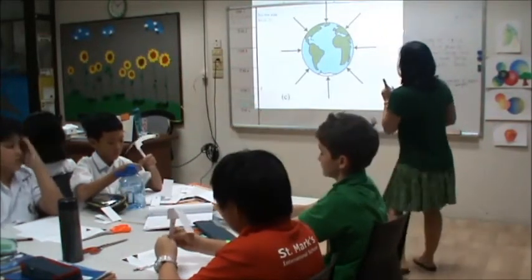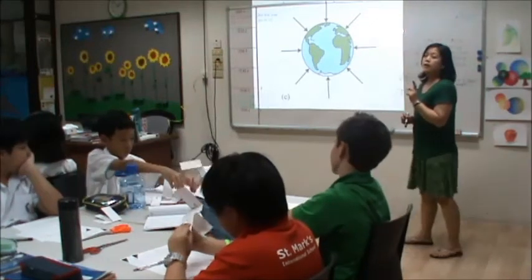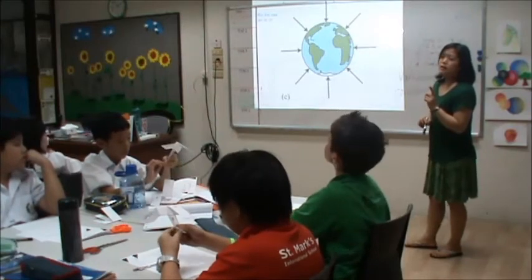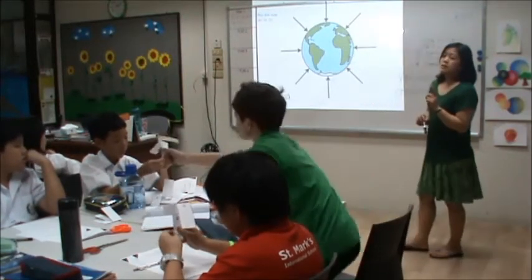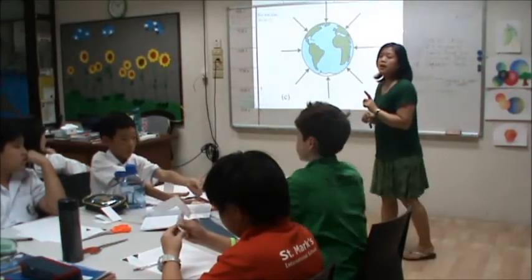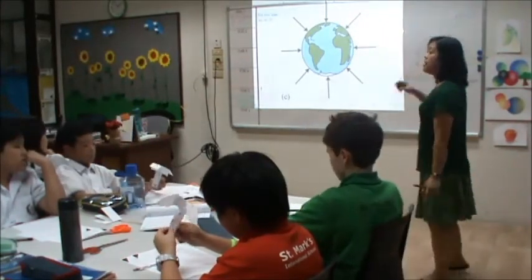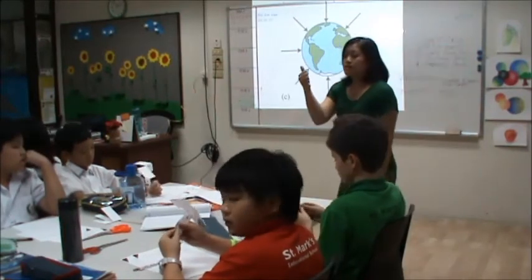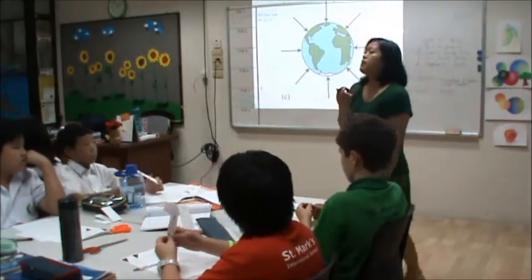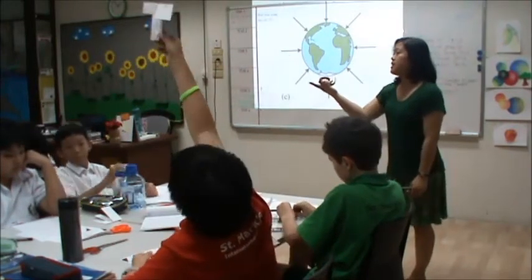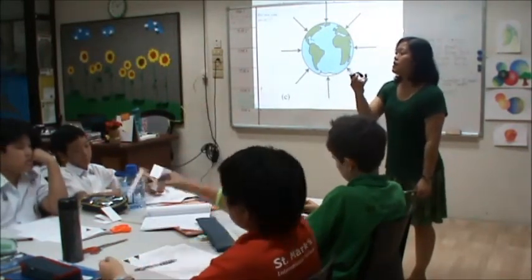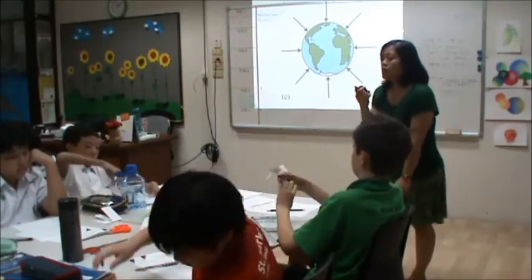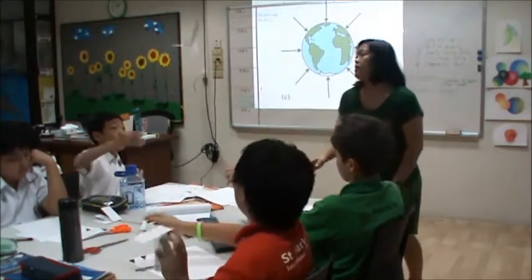So you need to drop your A plane first. The same height, okay? You may step on your chair and drop it from the same height. Now, set your timer in seconds, and you need to record your time when it hits the ground. You understand? Are you ready?